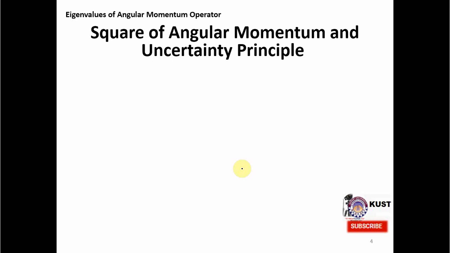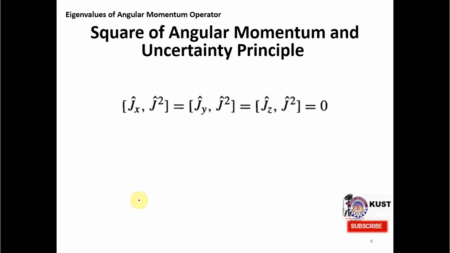Now, the square of the angular momentum and the uncertainty principle: as I have already mentioned, this J square actually commutes with any of the components. For example, it commutes with Jx, that is equal to 0, it commutes with Jy, and it also commutes with Jz. So it commutes with all components of the angular momentum, but usually we will develop our theory using the z component just for convenience.